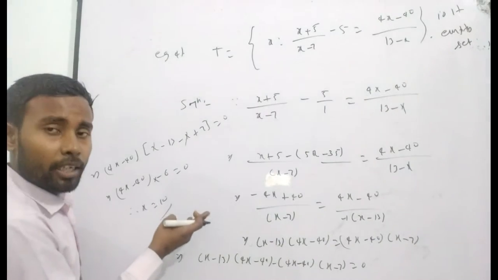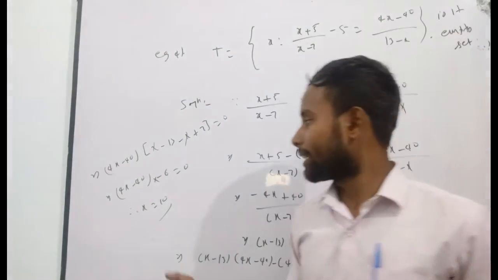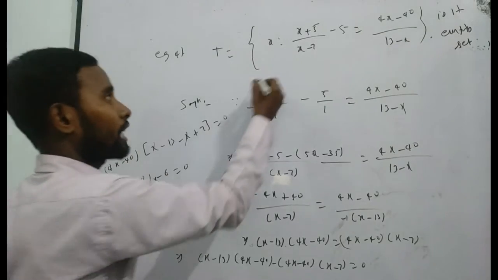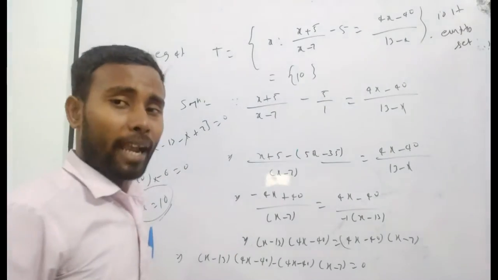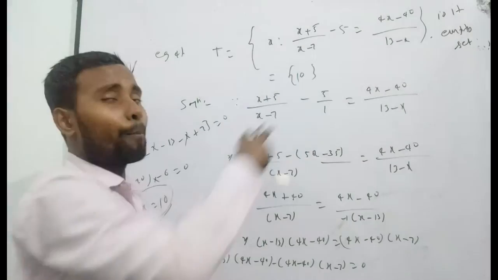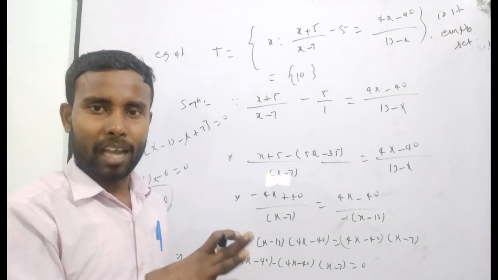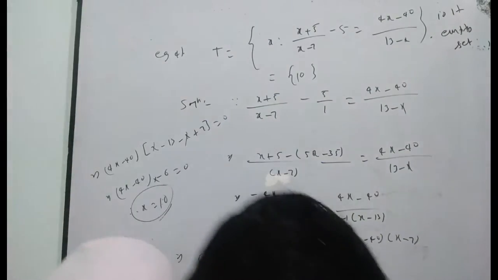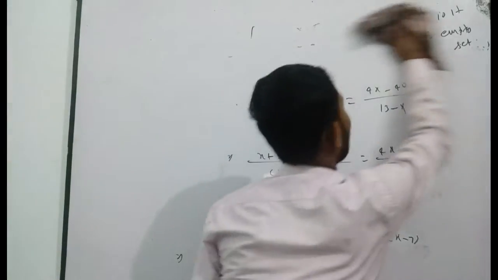Finally, you get 4x minus 40 is equal to 0. So 4x is equal to 40. So x is equal to 40 by 4, that means 10. In that case, x is equal to 10, which will be an element of this set. So can you tell that only one element exists here, x is equal to 10? So it is not an empty set, because in an empty set there exists no element. I have already told you that in an empty set there doesn't exist any element. I think you understand this question very well.